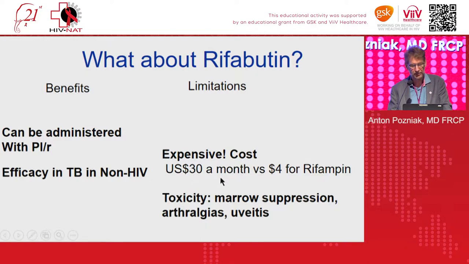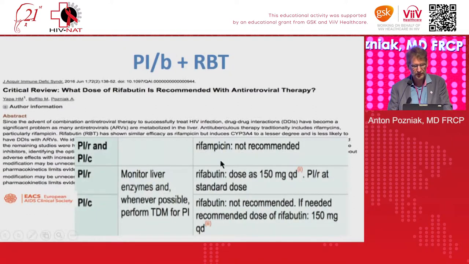$30 a month for rifabutin versus $4 a month for the rifampin. It's sort of too expensive, and there is some toxicity with it. Now, this is some data that we published about what dose of rifabutin is recommended with antiviral therapy, and this is with boosted PIs. As you know, with rifampin, you can give super boosted doses of lopinavir, although they're not well tolerated. So we basically said rifampicin not recommended with PIs, whether you use ritonavir or cobicistat.